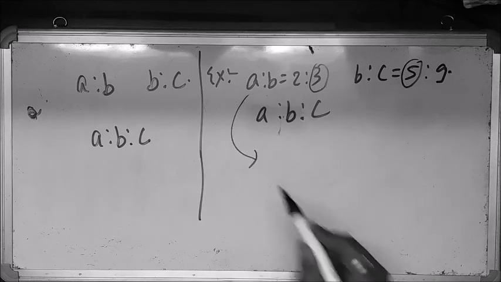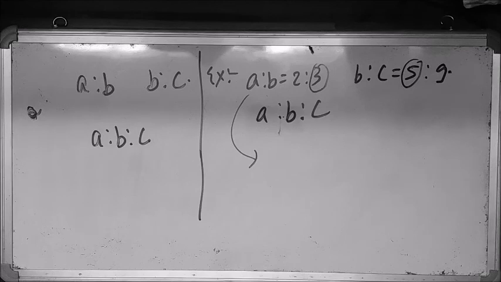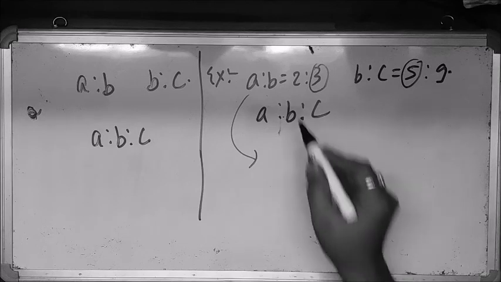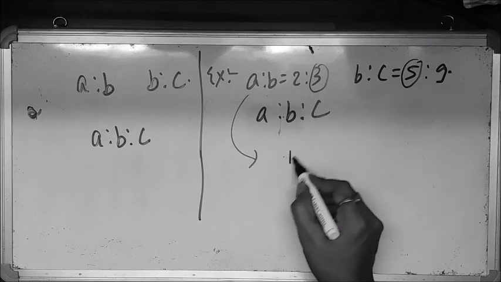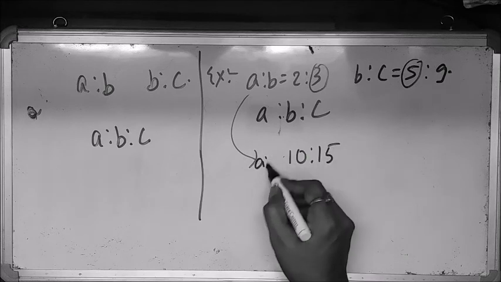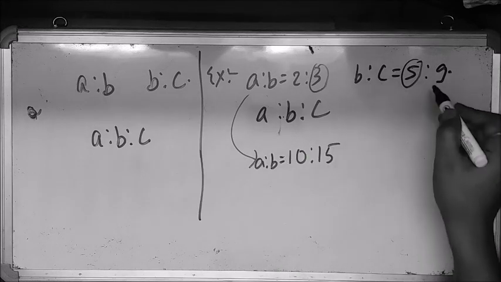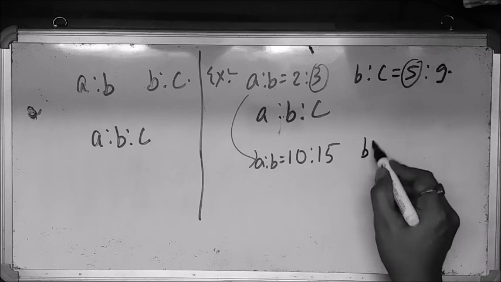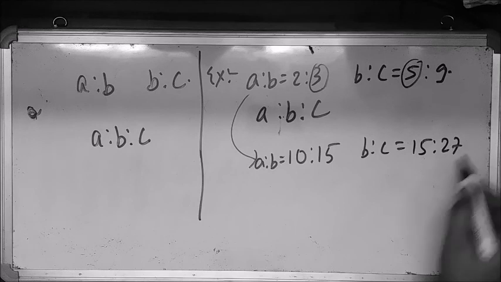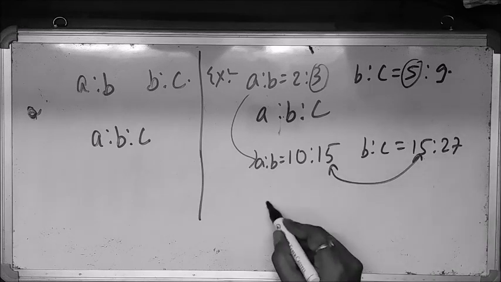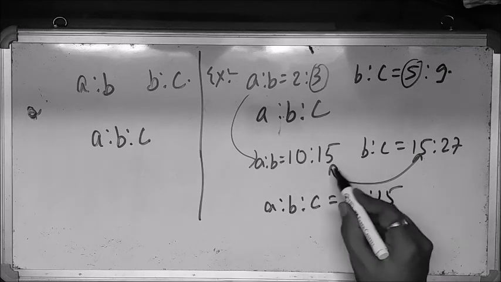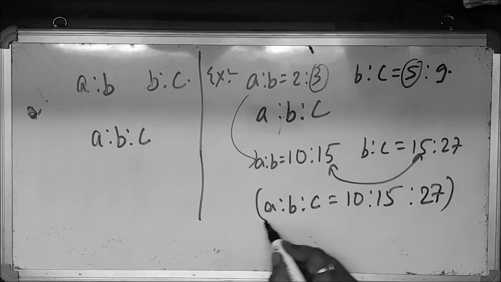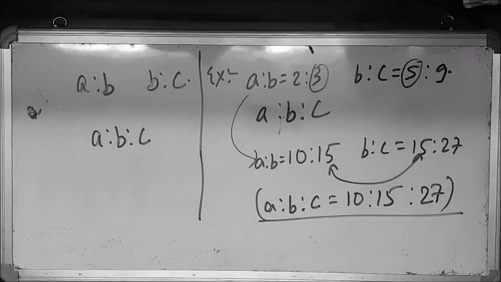So what I can do is that I know if I multiply both numerator and denominator of a ratio with a constant term, the value is not going to change. So if I multiply both numerator and denominator by 5, what I am going to get is 10 is to 15. And here in this ratio, if I multiply both numerator and denominator by 3, I shall get 15 is to 27. Now both these terms became same. So I can directly write from here A is to B is to C will be equal to 10 is to 15, that is the common thing, is to 27.